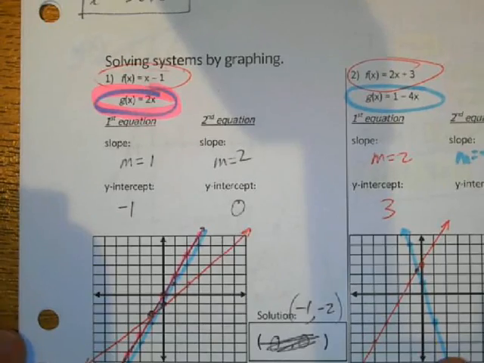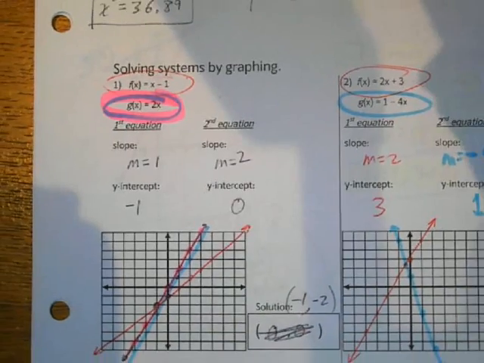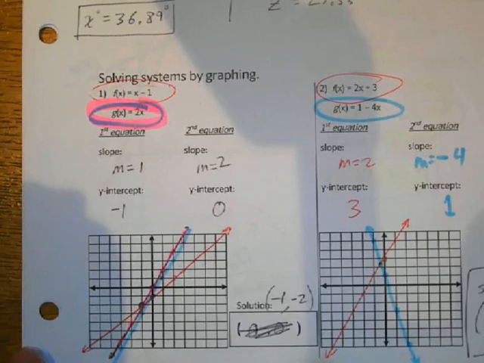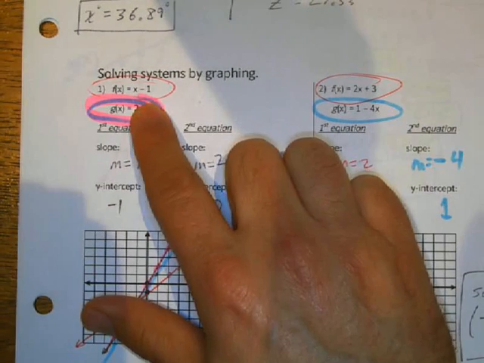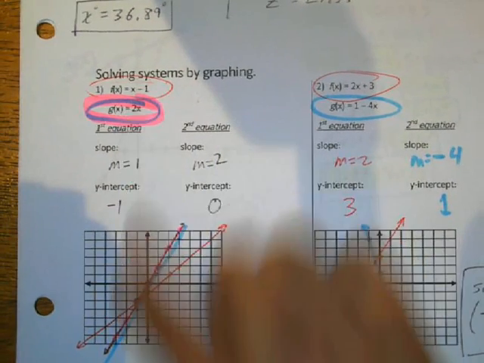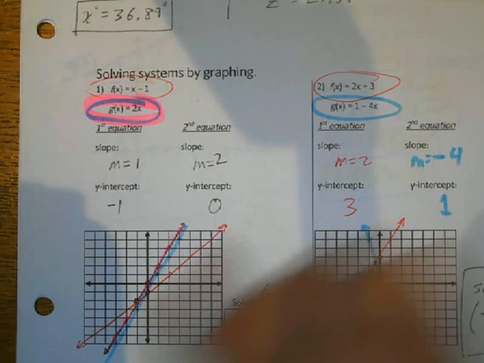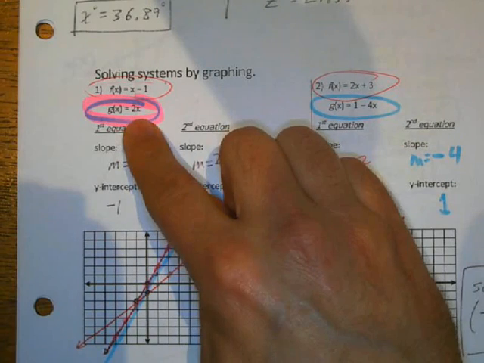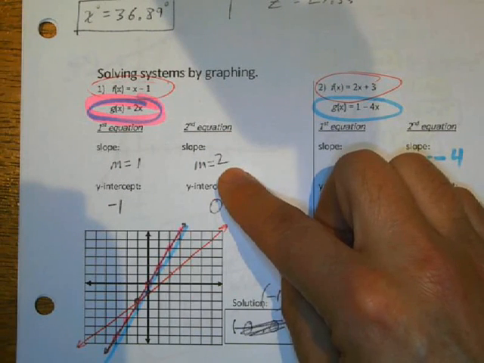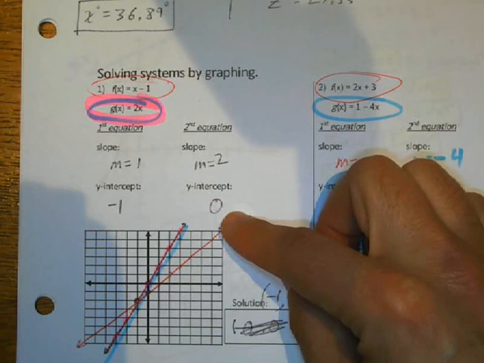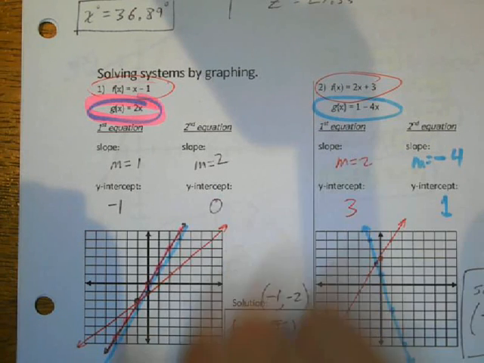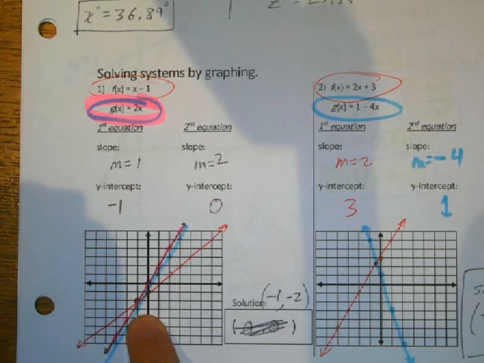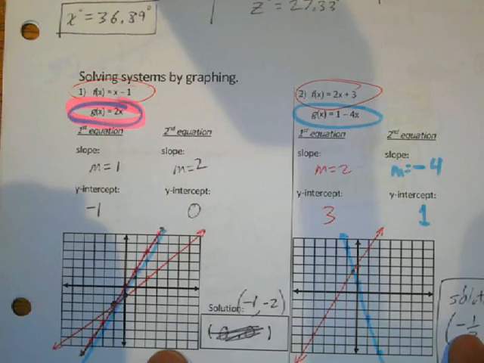Okay, solving by graphing. So the first thing we did here is I know the y-intercept is -1, my slope is 1. I drew the red line here. And then the second equation, 2x, so I know my slope is 2 and my y-intercept is 0, and I drew this pink line here. I see that they intersect at -1, -2. Here, and we're solving by graphing.